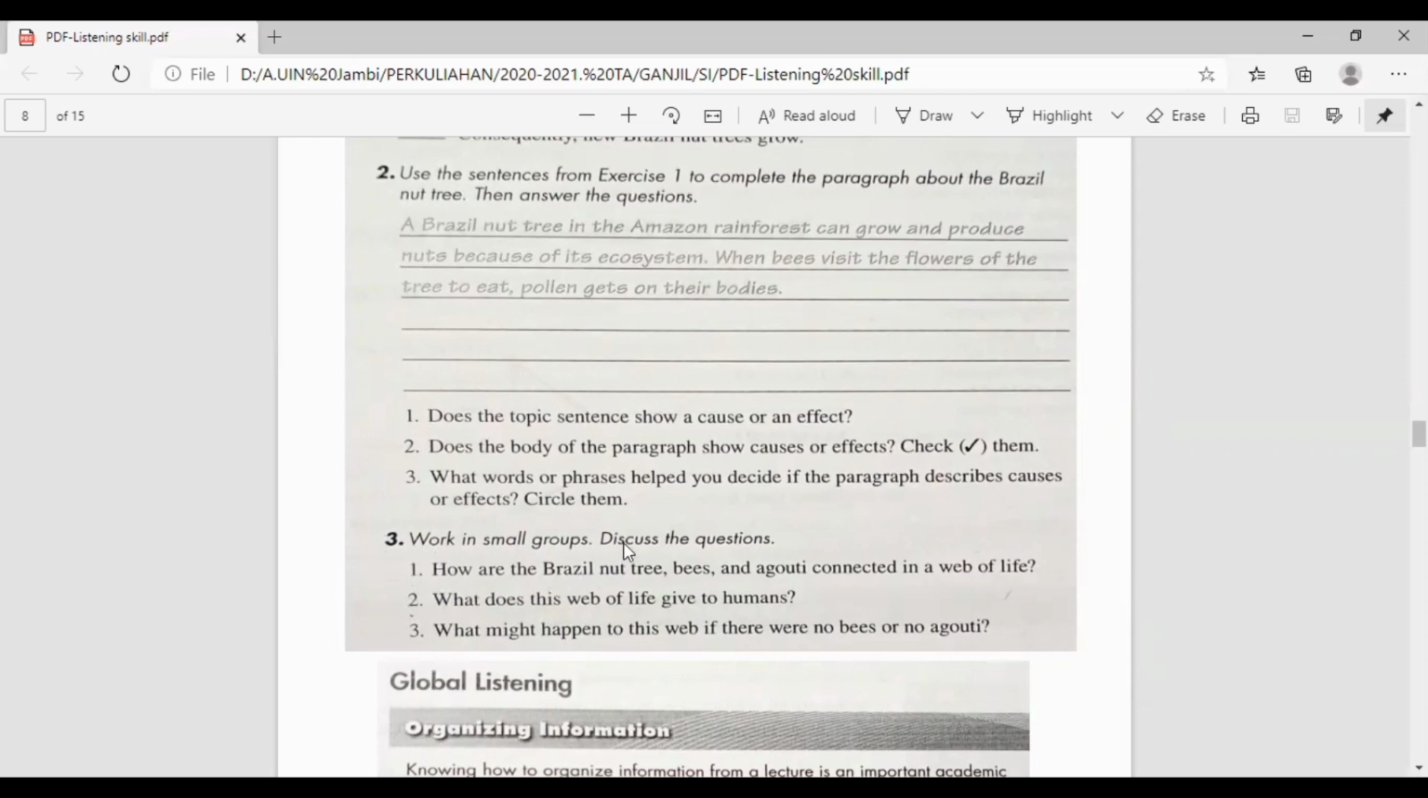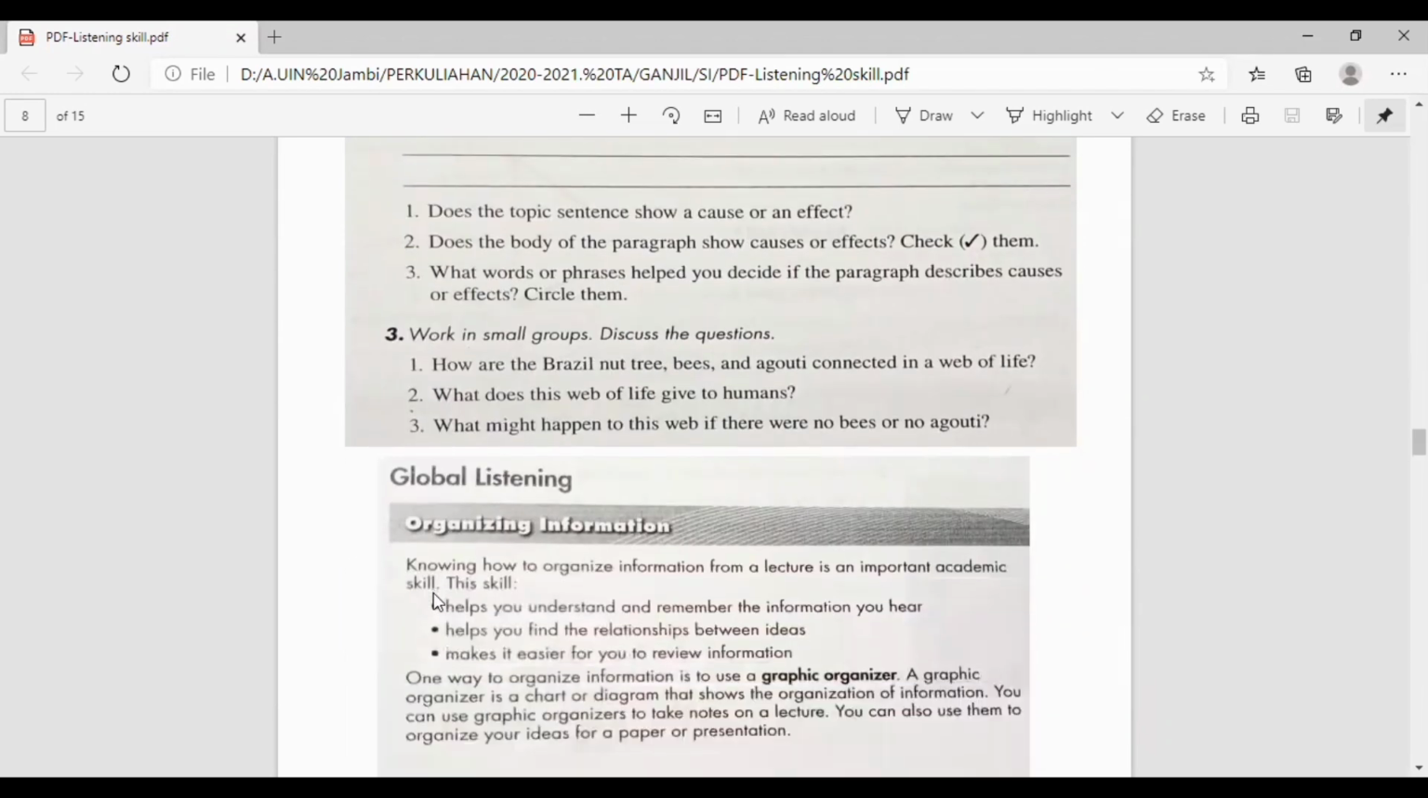Well, you may discuss with your friend, and then you can type your discussion result about these 3 questions. Okay, you may discuss with a partner or with some friends, and then you guys can type or write the information to answer the question from number 1 to number 3.